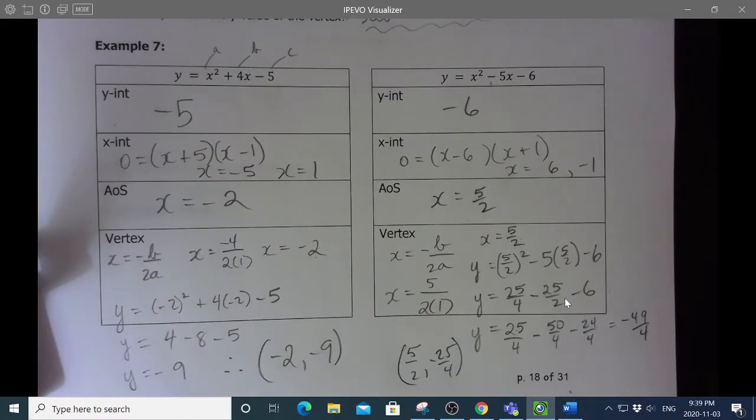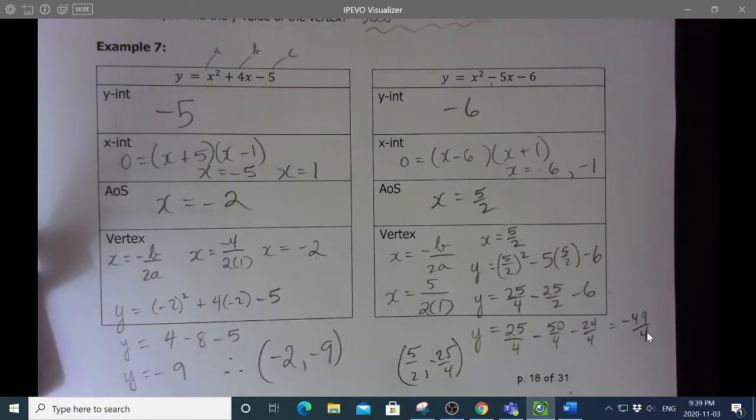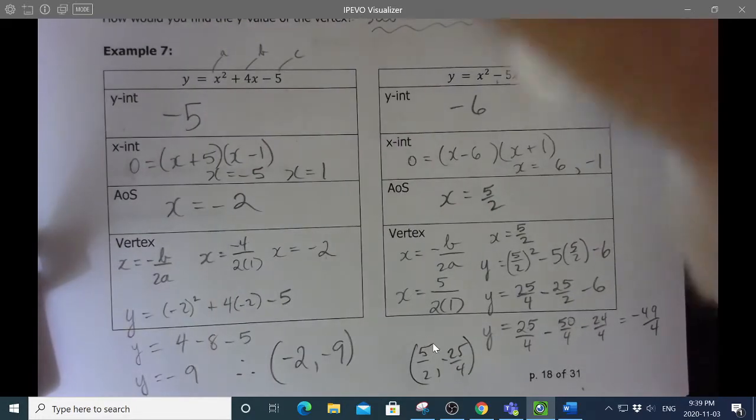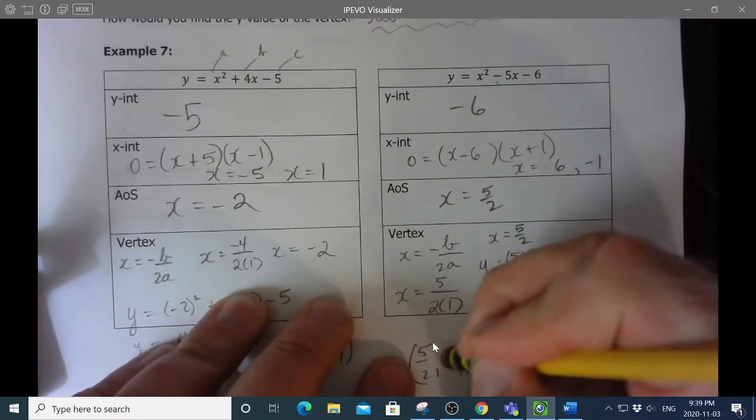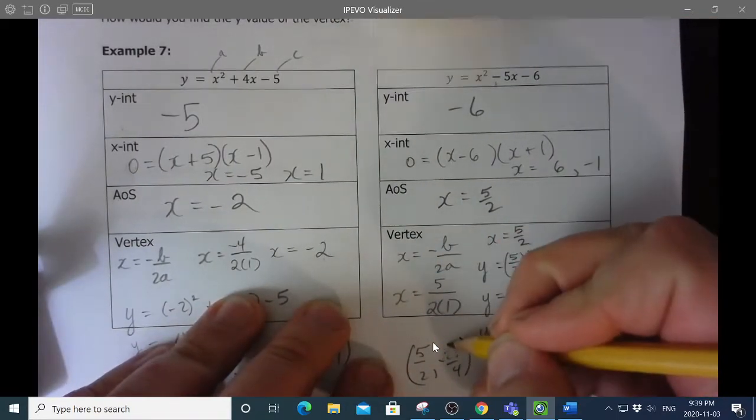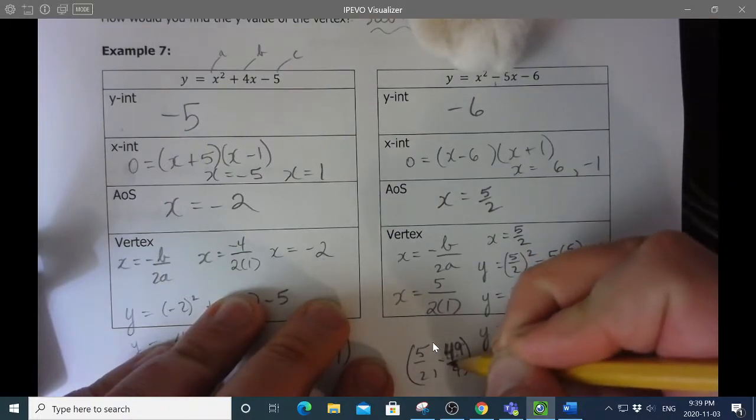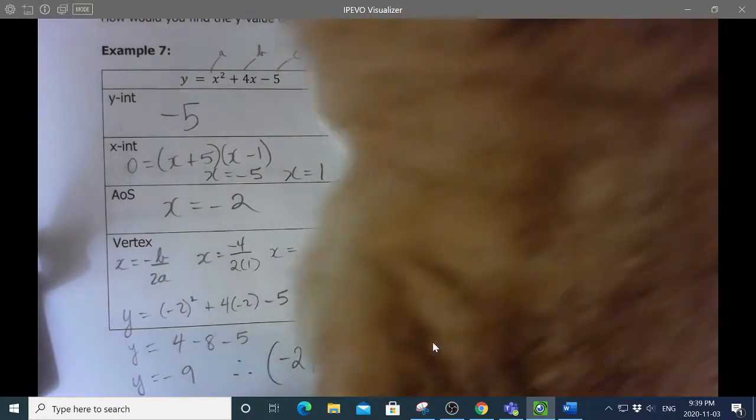Oh, wait a minute. No, I didn't. Did I? 25 over 2, if I have to change that to fourths, is 50 over 4. 6 over 1 is 24 over 4. 25 minus 50 is negative 25. Negative 25 minus 24. Oh, yeah, I did. I have the answer here, and I copied it wrong. Whoops. This should be 49 fourths, which is totally 100%, yes, 12 and a quarter, because 4 goes into 49. Yes, Kitty, thank you. 4 goes into 49 12 times with 1 quarter left over.